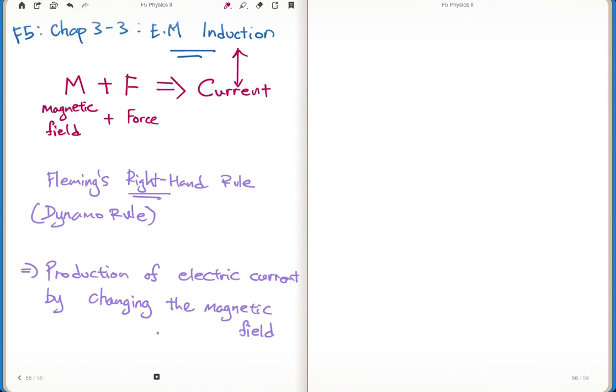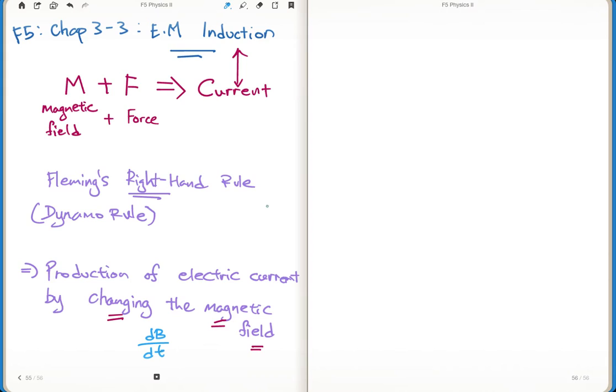Okay, changing the magnetic field. One best way is called dB over dt. Whenever there is a dB over dt, meaning there's a change in magnetic field, meaning the magnetic field increases and decreases.